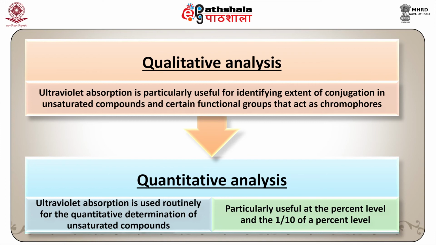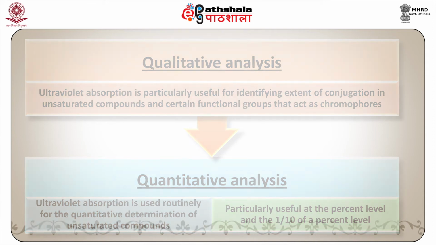Qualitative analysis. Ultraviolet absorption is particularly useful for identifying functional groups and the structures of molecules containing unsaturated bonds. Next is quantitative analysis. Ultraviolet absorption is used routinely for the quantitative determination of unsaturated compounds. It is particularly useful at the percent level and the tenth of a percent level.